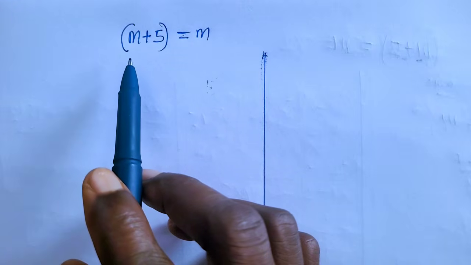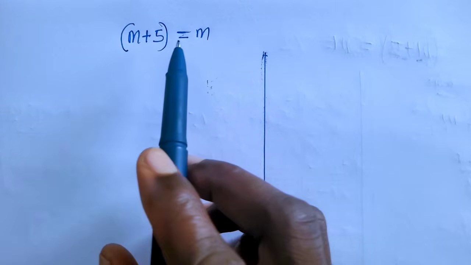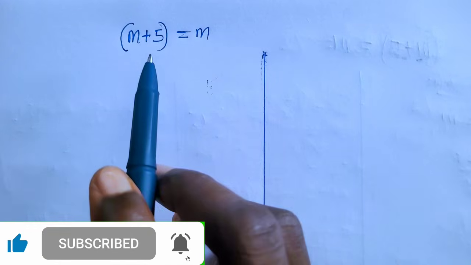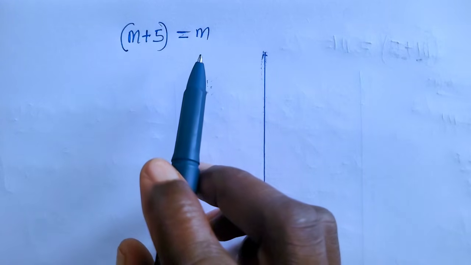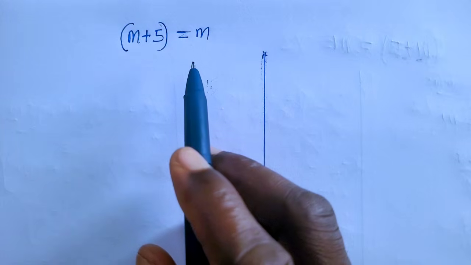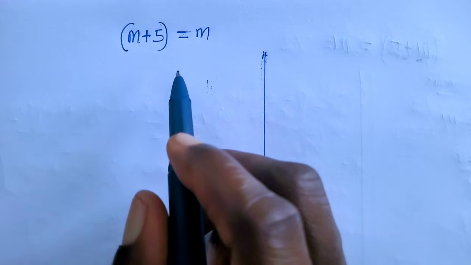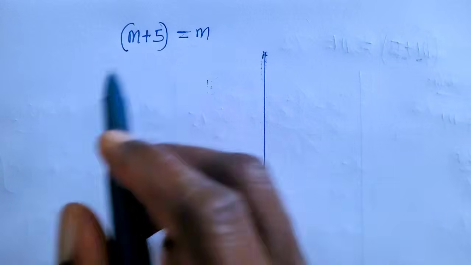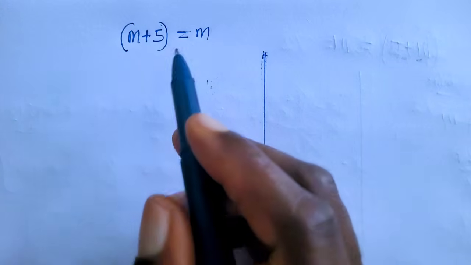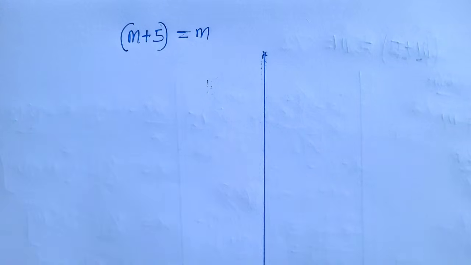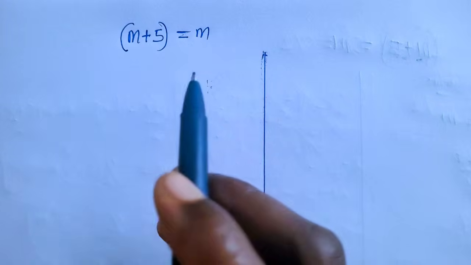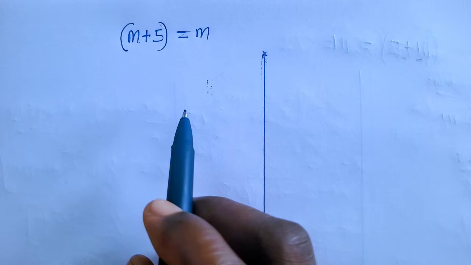We have here √(m+5) = m. But the question is, does this really have a solution? Many people make attempts to solve this, but on the way they get stuck and run away, saying this has no solution. But in this video, I'm going to prove to you that this equation has a perfect solution.